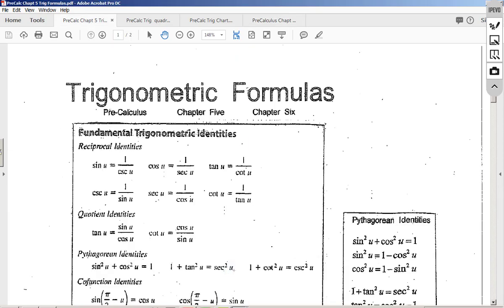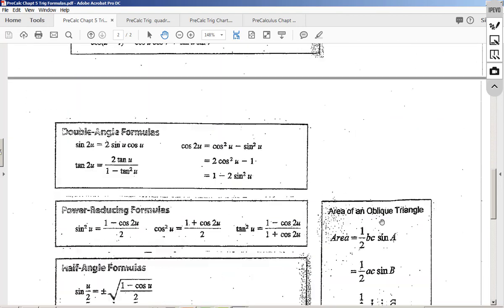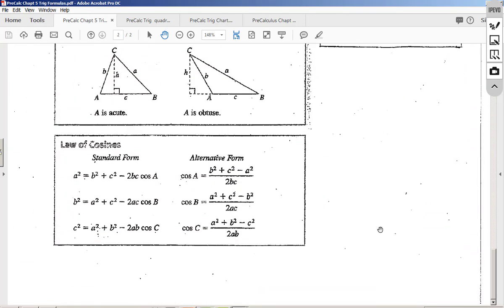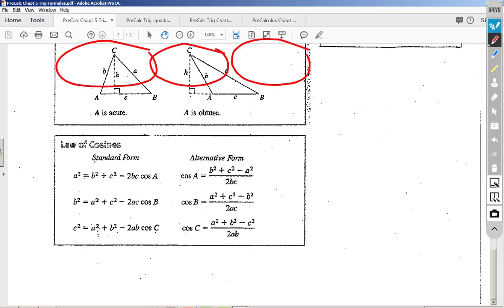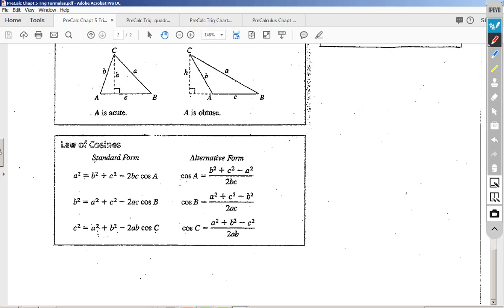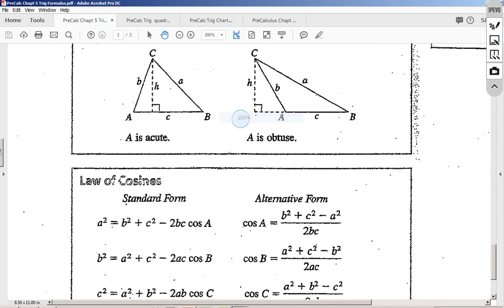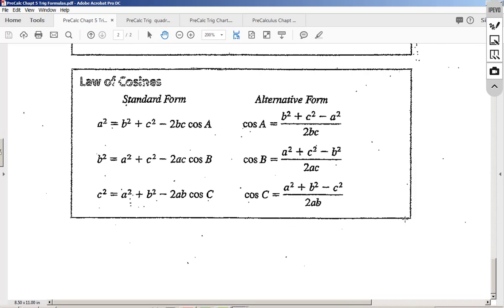So go into your formula sheet on the second page here. Here's the law of cosines. And so the formula I'm going to want to use is the C squared formula. So I've got C squared is going to equal A squared plus B squared minus 2AB cosine of C. Make that a little bit bigger so I can see it.